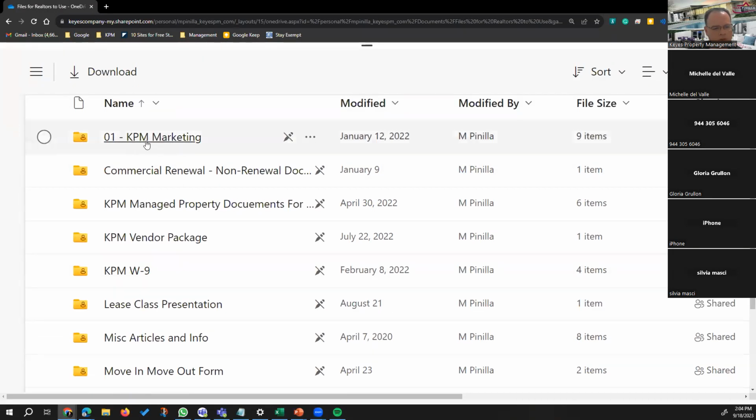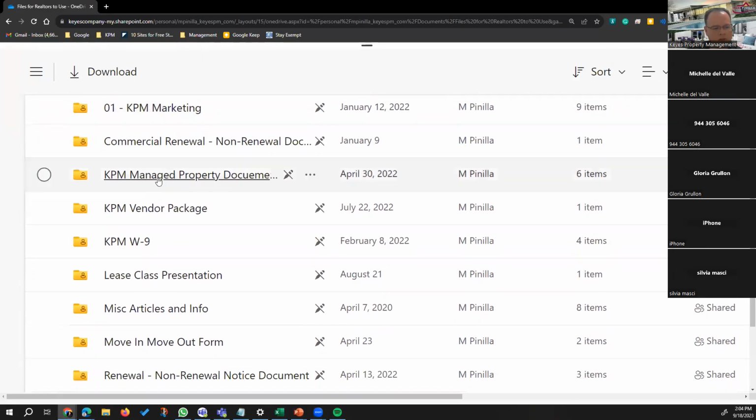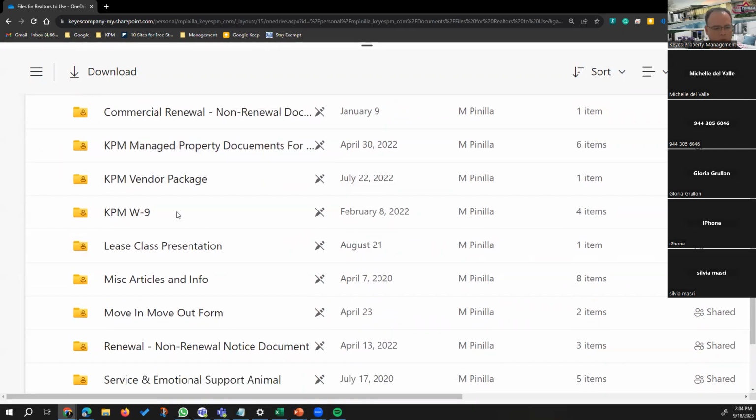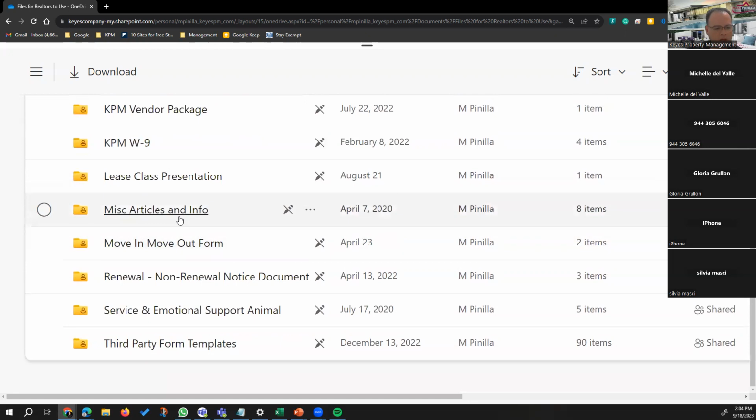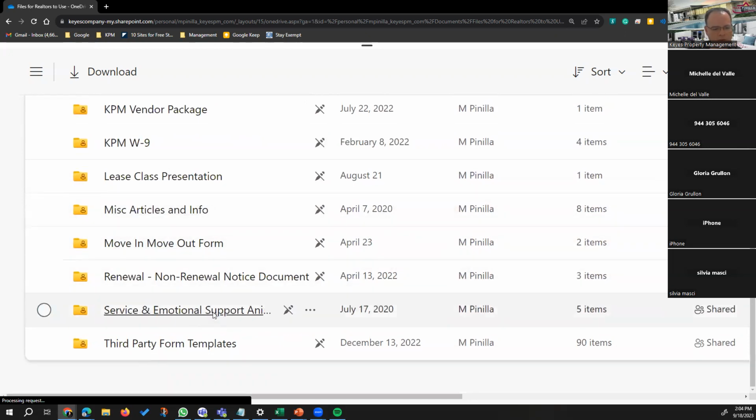All our marketing materials are here, and any documents that you would need if you manage a property with us, meaning that we are the managers and you guys are the representatives that refer it to us. Vendor packages, for people who want to work with us as vendors. My lease class that I normally give. And you can see down here, service and emotional support animals.